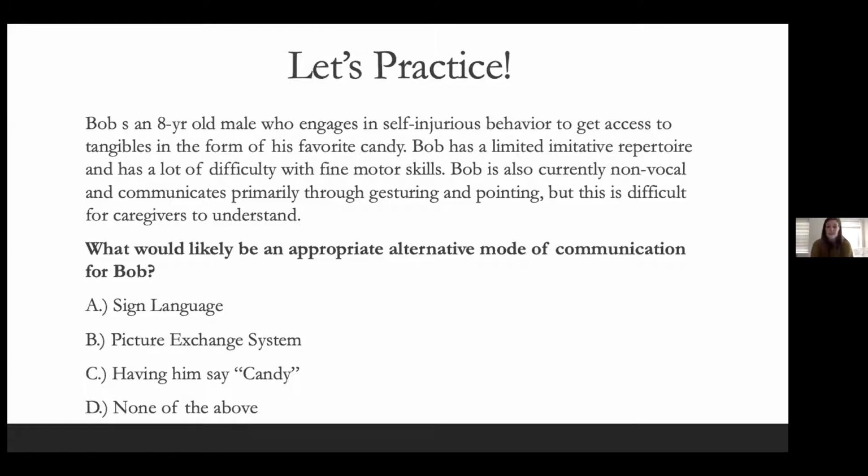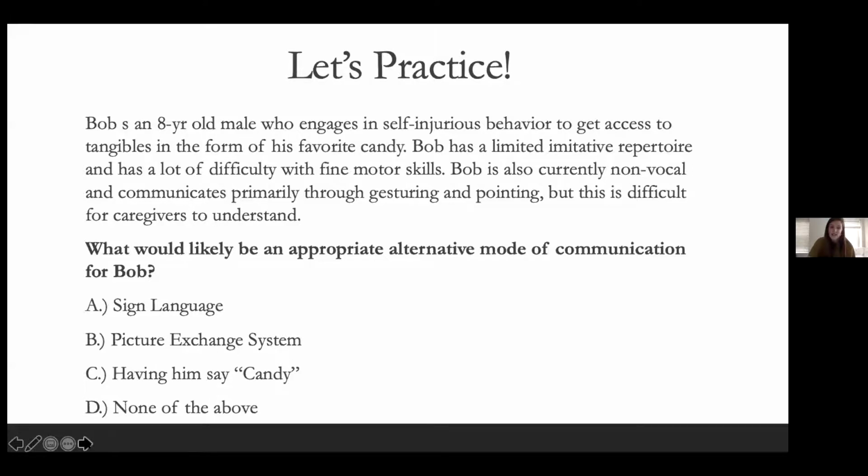Bob has a limited imitative repertoire, so that means he has a really hard time when you're asking him to imitate things. If you say touch nose or do this, he has a really hard time. He also has difficulty with his fine motor skills. He's currently non-vocal, and right now he communicates primarily through gesturing and pointing, but we want a different, better mode of communication, because that's so difficult for our caregivers to understand, which is causing the problem behavior. So which would likely be an appropriate alternative mode of communication for Bob? Would it be A, sign language, B, a picture exchange system, C, having him say candy, or D, none of the above?